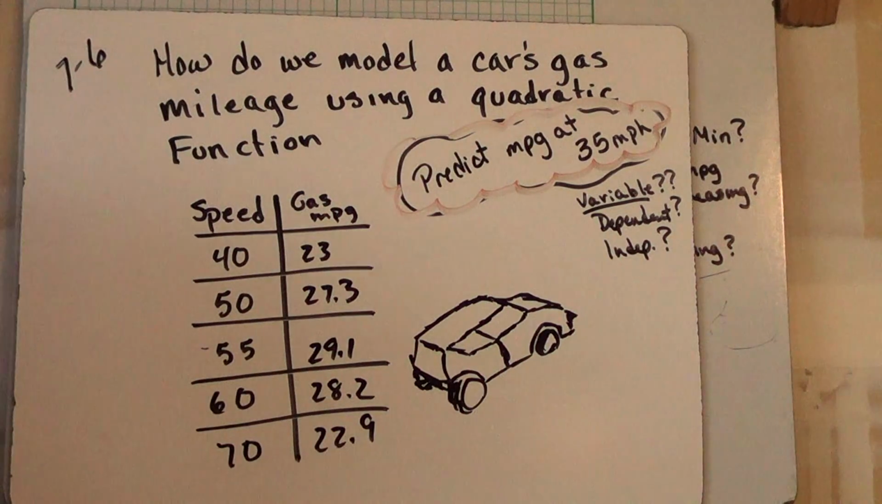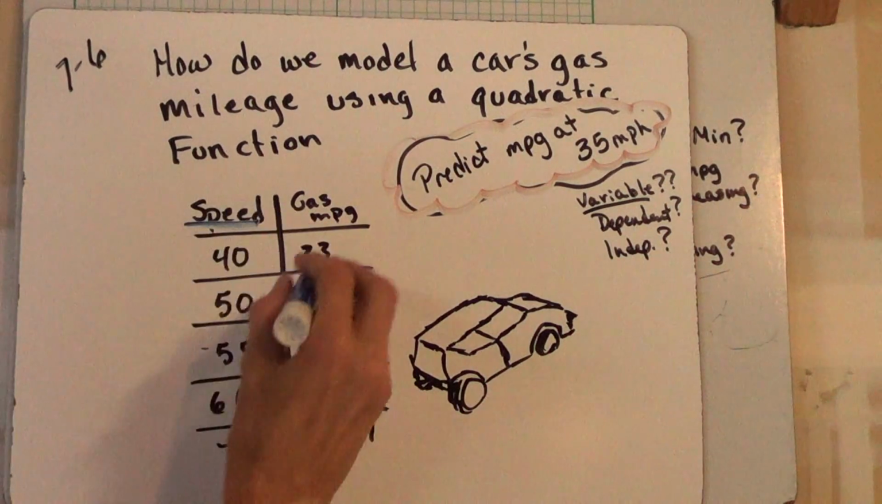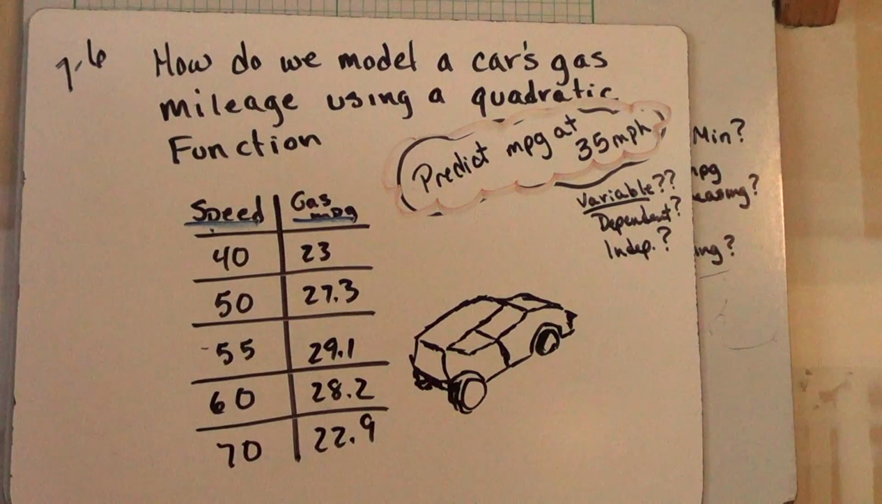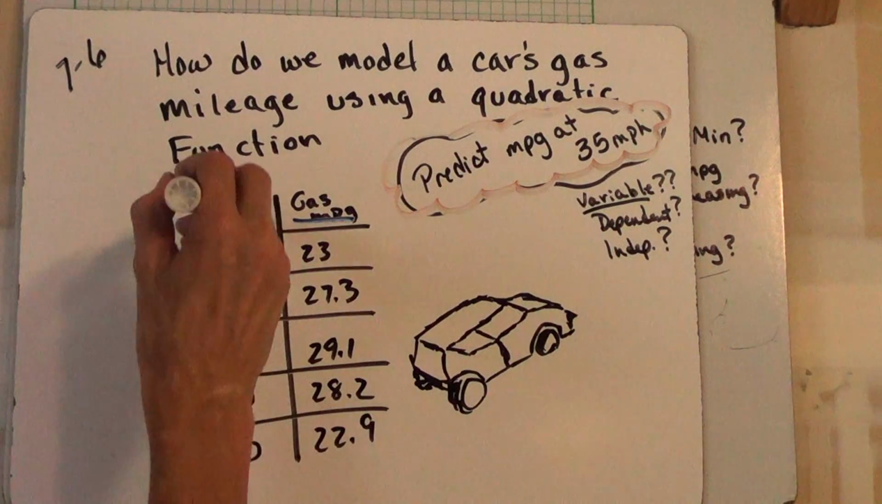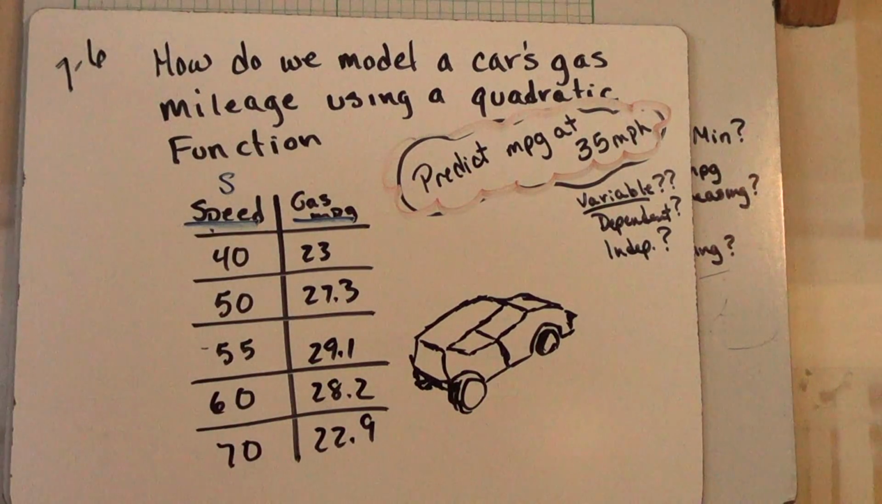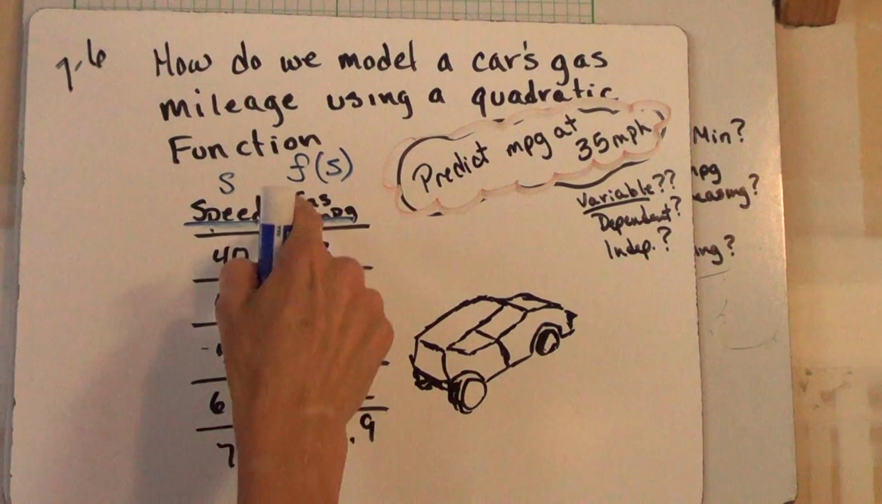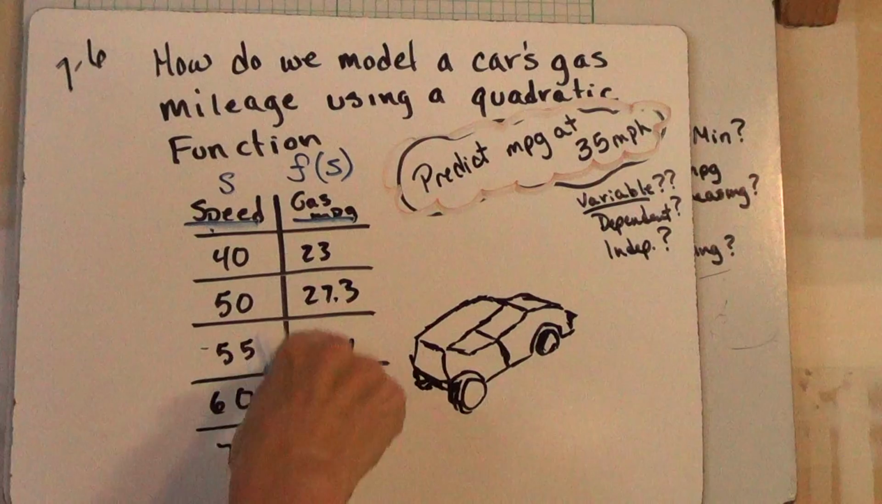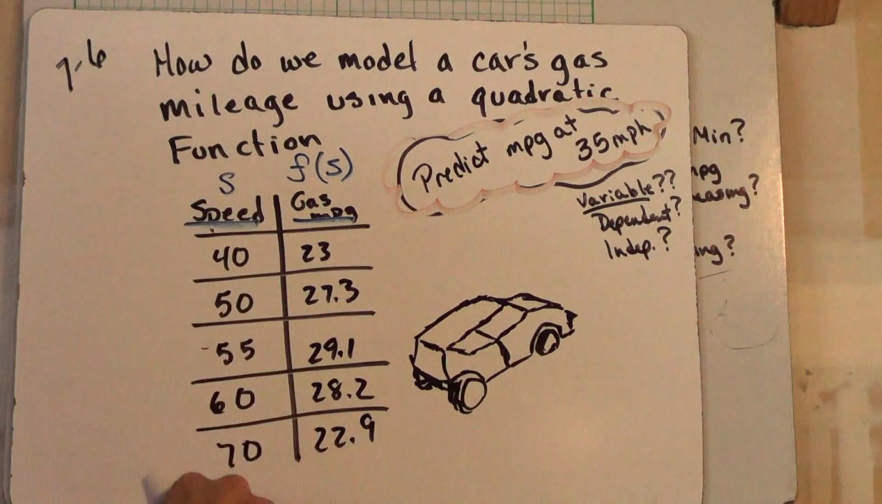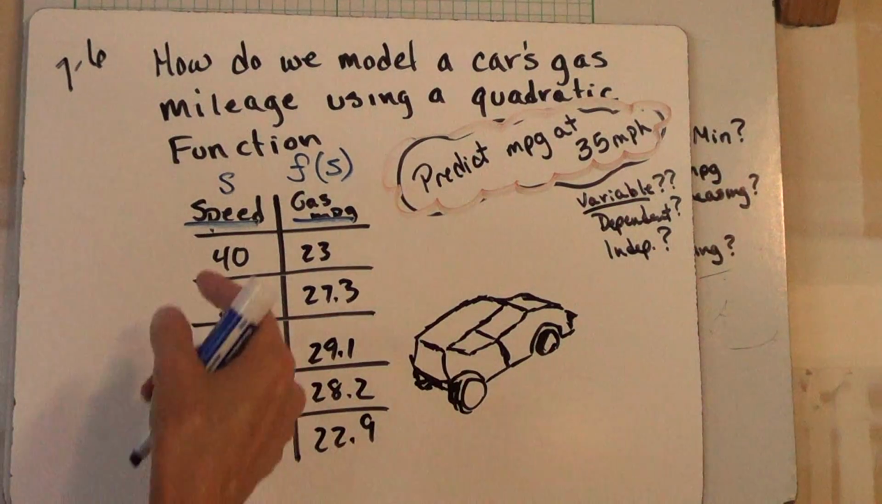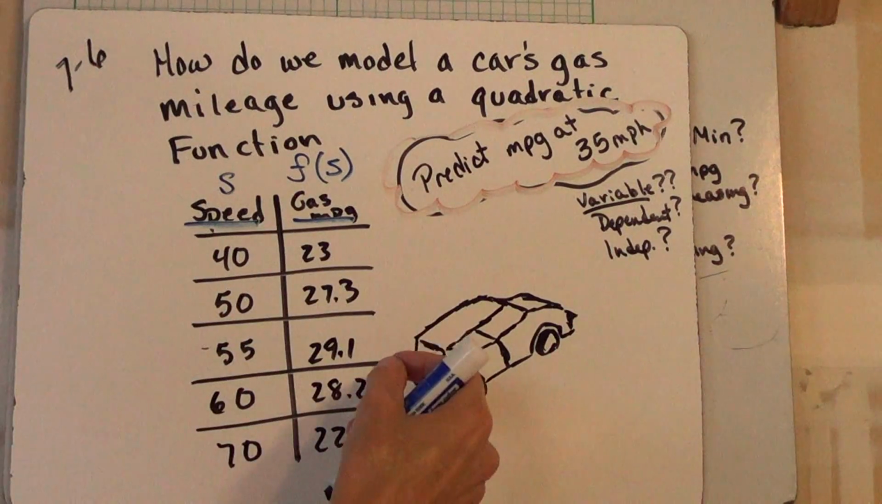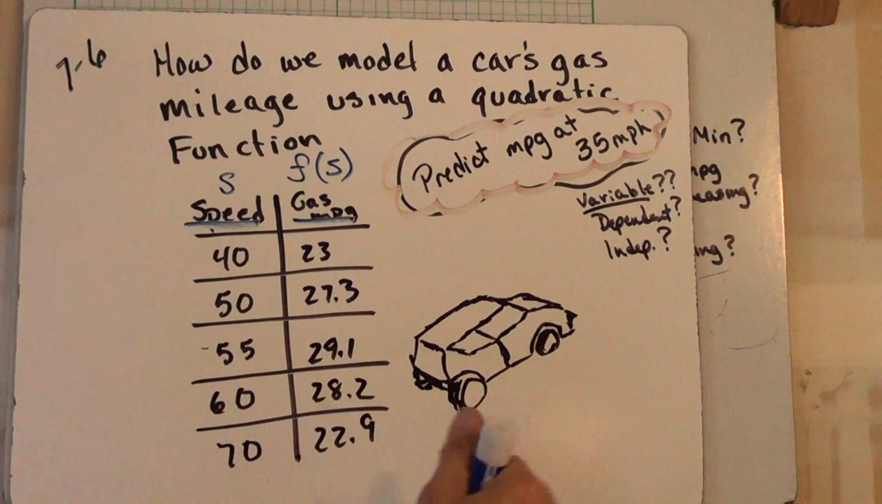So they're giving us the speed and then the gas miles per gallon. Okay. Good variable might be S. So this would be F of S, because your miles per gallon is dependent on your speed. Remember, speed and time usually is always your independent variable. Does that make sense? Your speed's going to be independent. Your miles per gallon is dependent upon the speed.